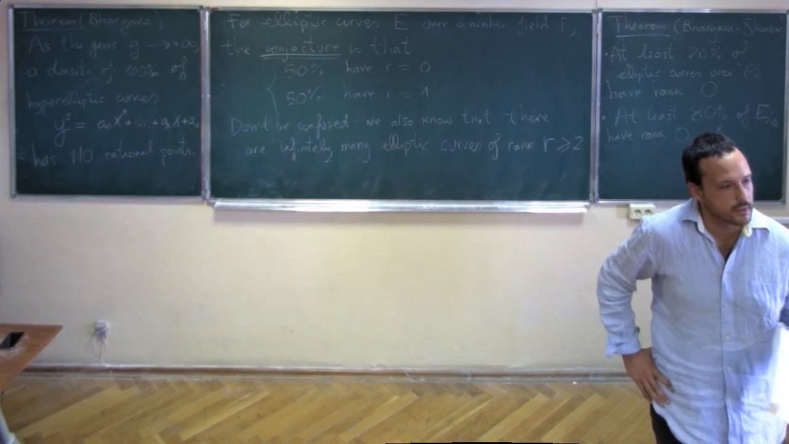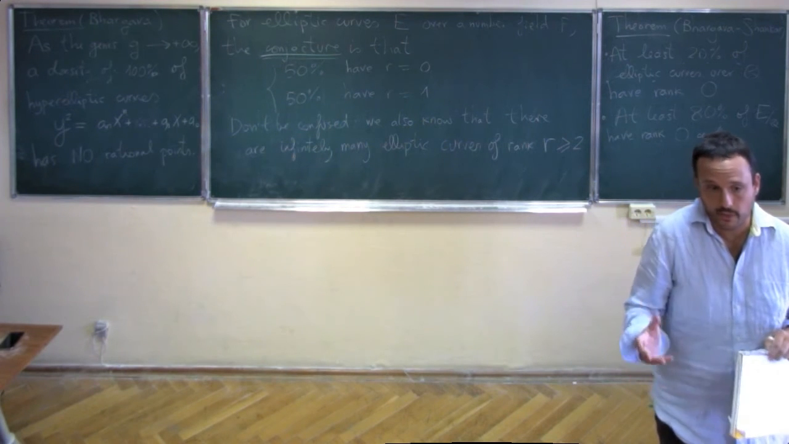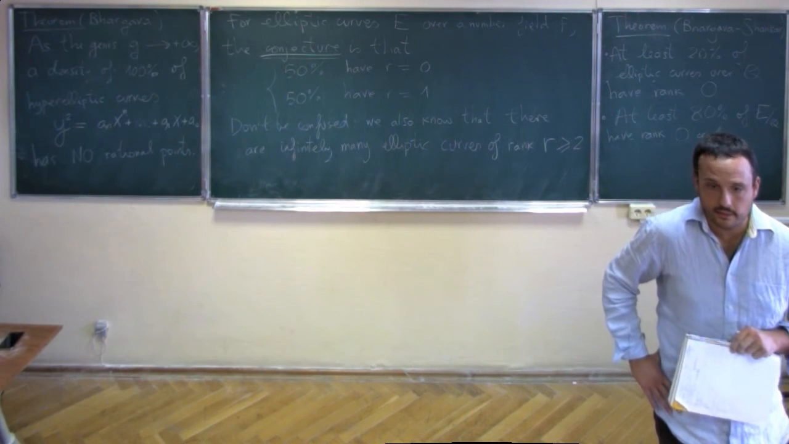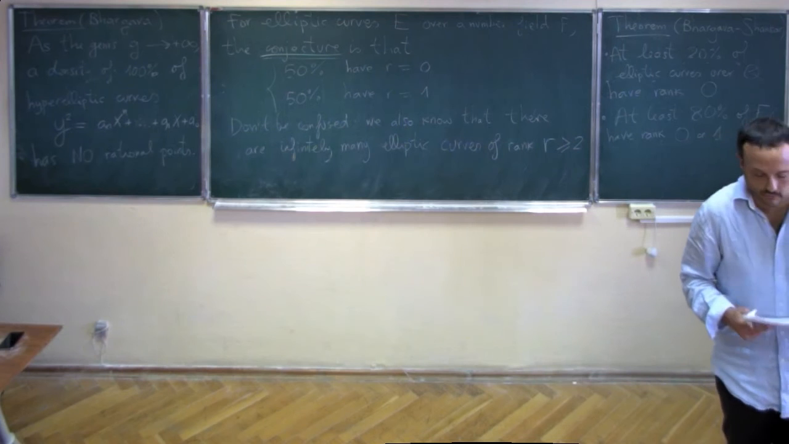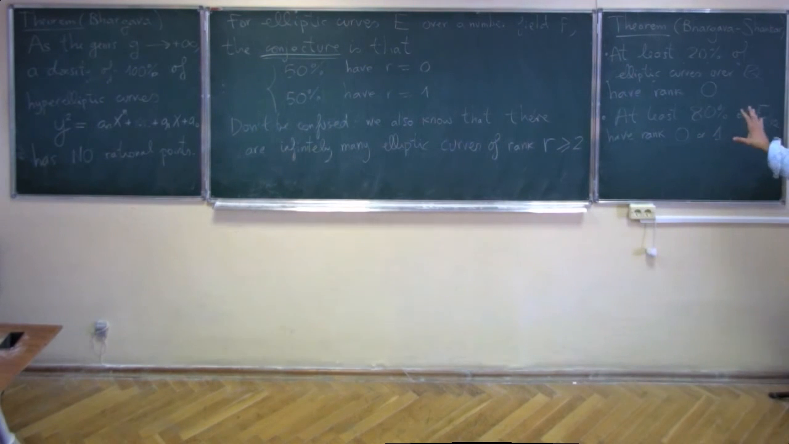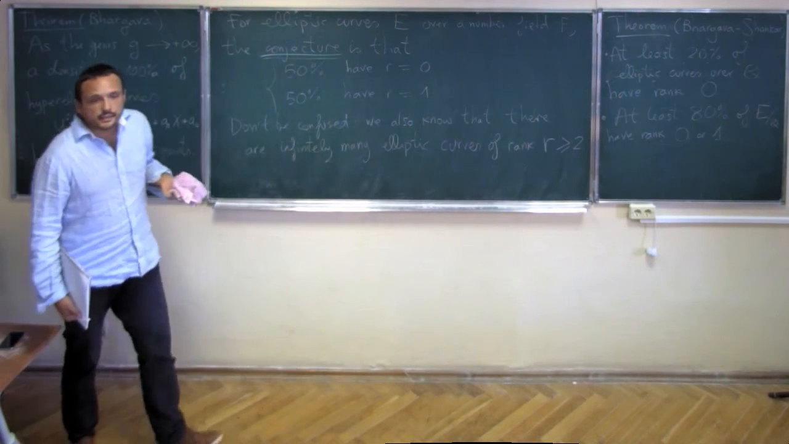Do you know? There are many results in this direction, so we can make a search and see which is the latest result. But there are more results in this direction. This is a much deeper result because it doesn't consider only the twists, but all the family of elliptic curves. Okay, so this is one kind of result.